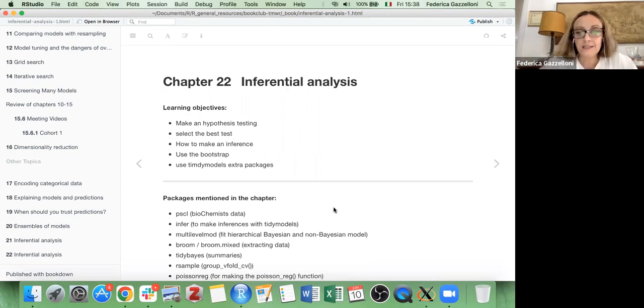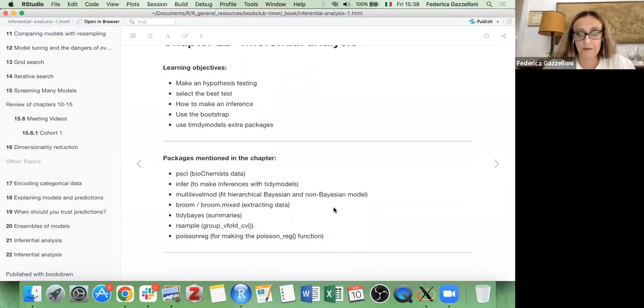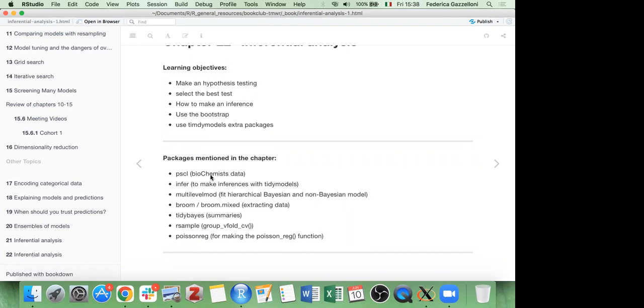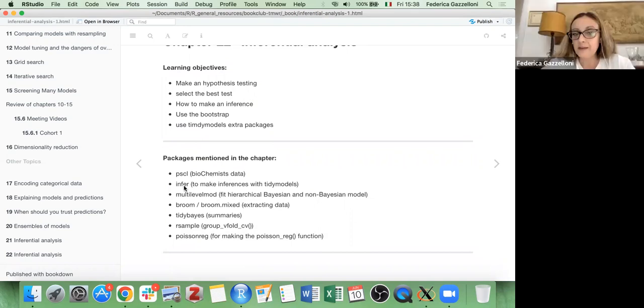So this is going to be smoothly going through the chapter, saying that the packages mentioned in the chapter are pscl, to retrieve the data we are going to use. Then the infer package, which is part of the core tidymodels packages for making inferences. Then there are two packages mentioned, the multilevelmod. We don't use it, but it's mentioned and suggested for you to look at in case you want to do Bayesian inference.